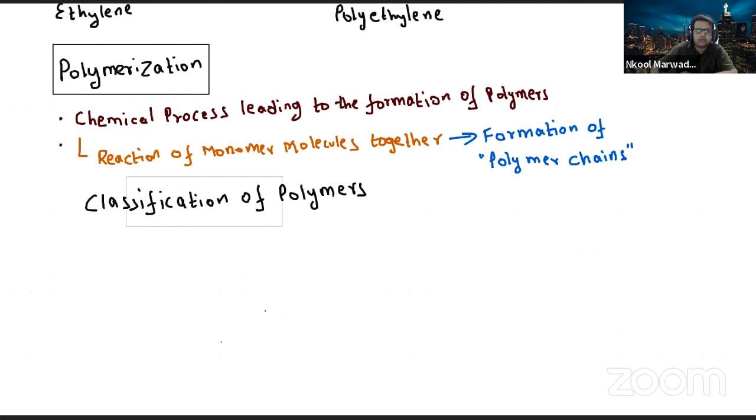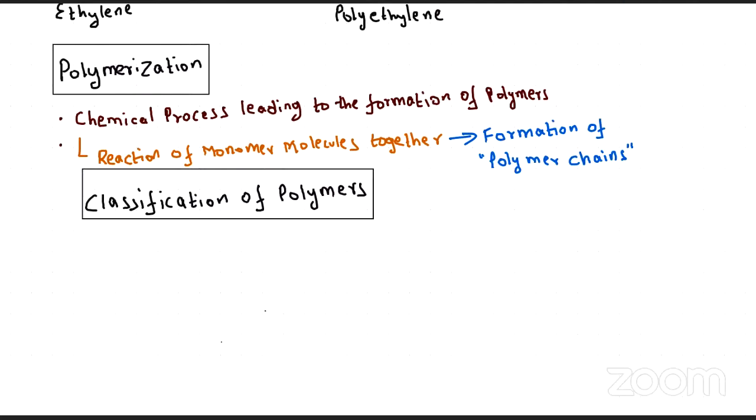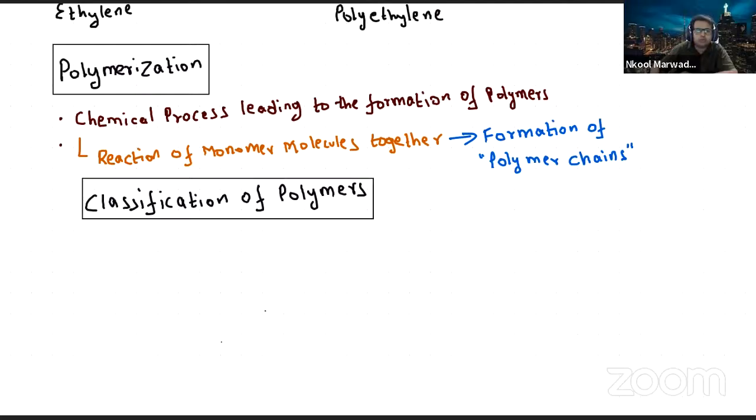So we have something called crystalline polymer, and we have something called amorphous polymer. These are very important for us, so let us discuss both one by one. We have crystalline polymers and amorphous. Now, what are crystalline polymers?